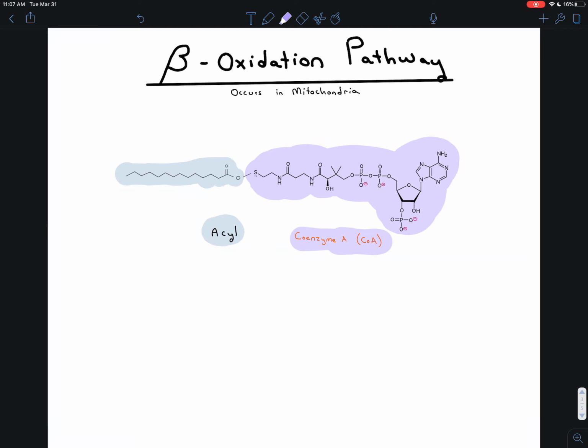Now, the glycerol goes to the liver, but this fatty acid goes to the mitochondria, and it's going to be broken down by something called the beta-oxidation pathway. Now, this occurs in the mitochondria of your cells, but it's the beta-oxidation pathway. So let's explain that for just a second.